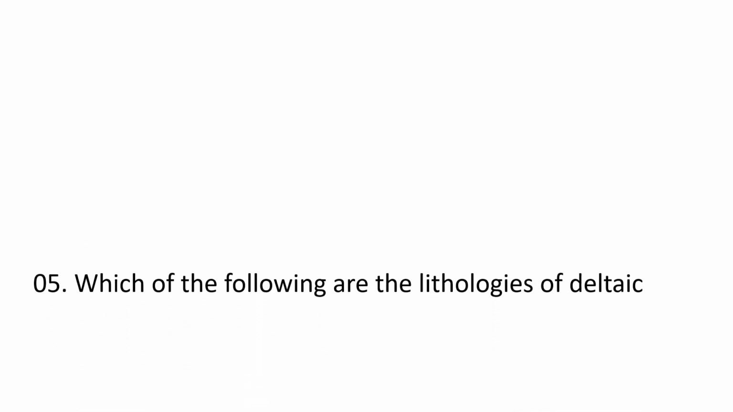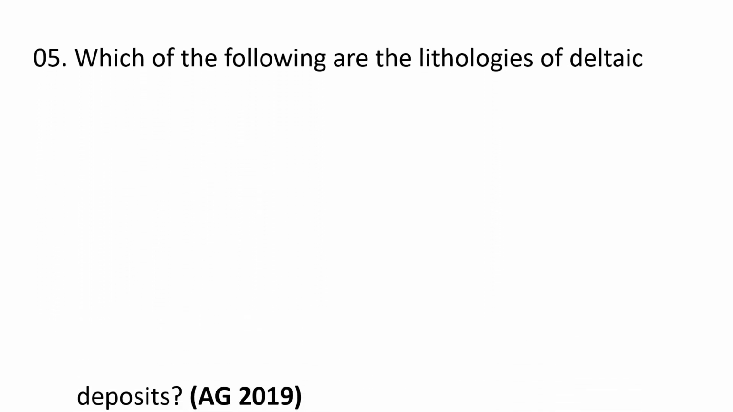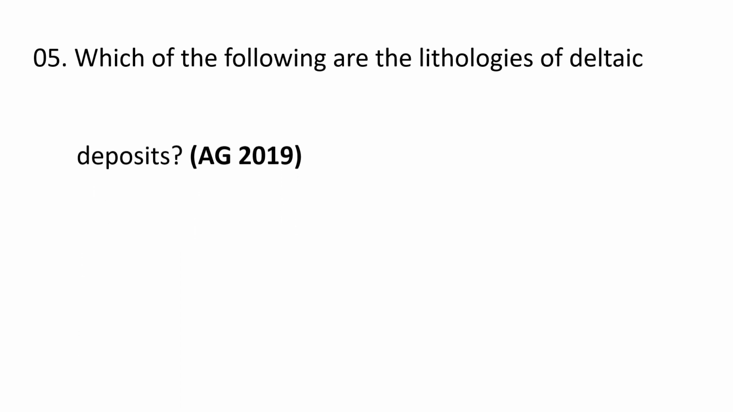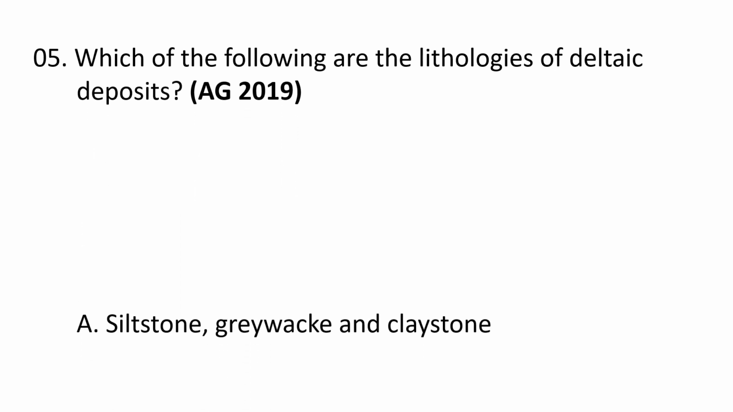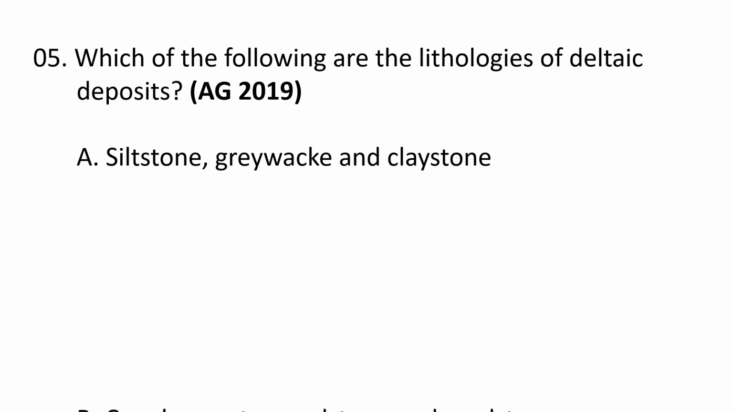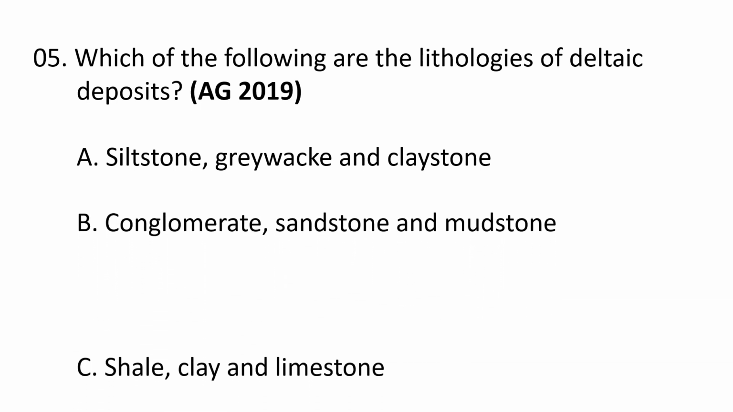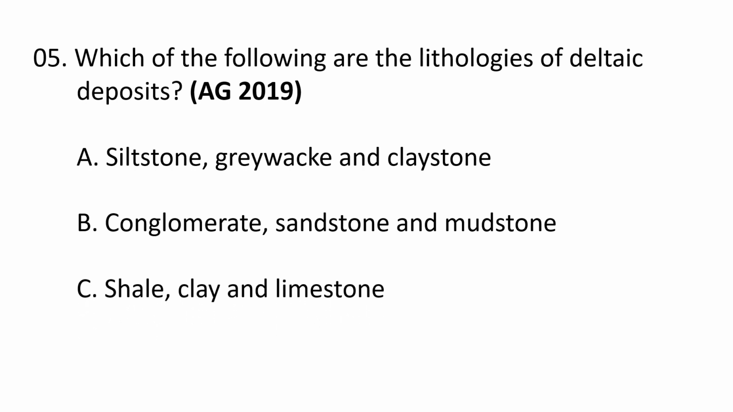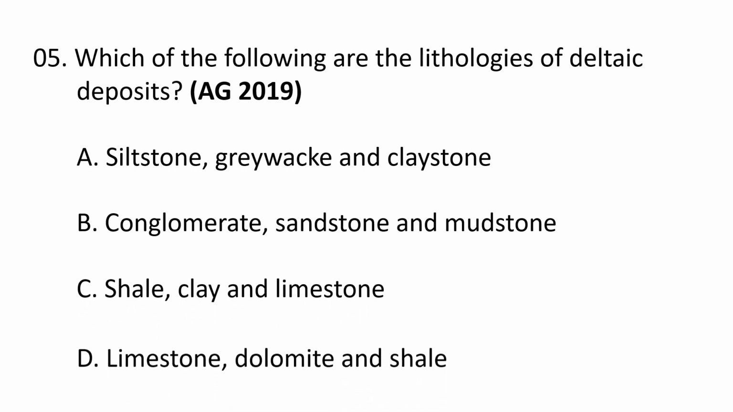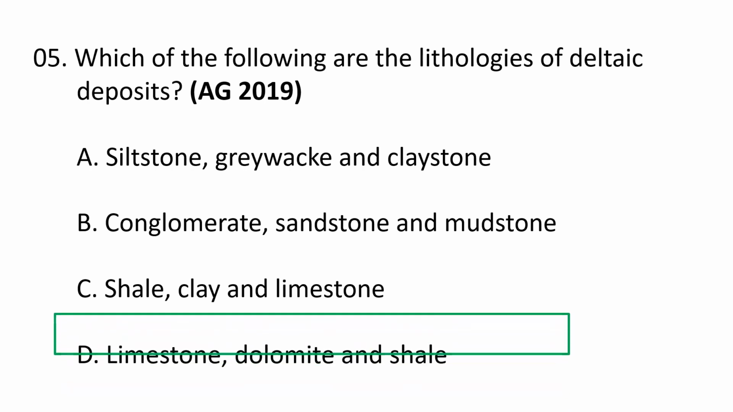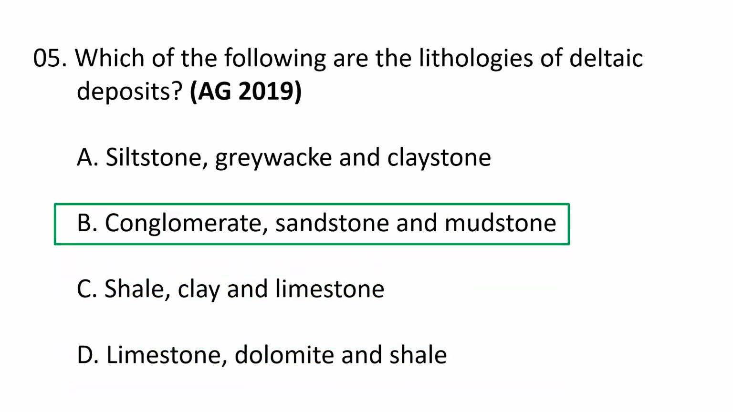Coming to the fifth question. Which of the following are the lithologies of deltaic deposits? Choices are A. Siltstone, gravel and claystone, B. Conglomerate, sandstone and mudstone, C. Shale, clay and limestone, and D. Limestone, dolomite and shale. The correct answer is B. Conglomerate, sandstone and mudstone are the lithologies of deltaic deposits.